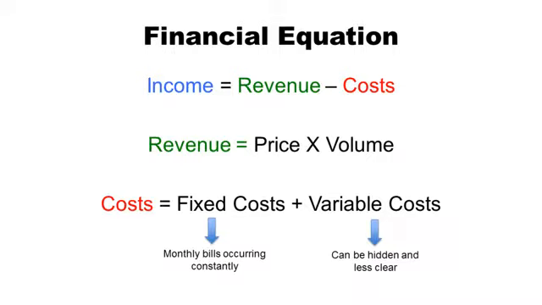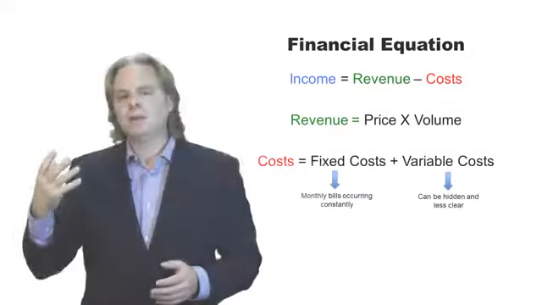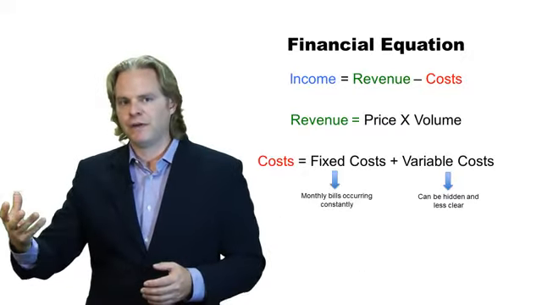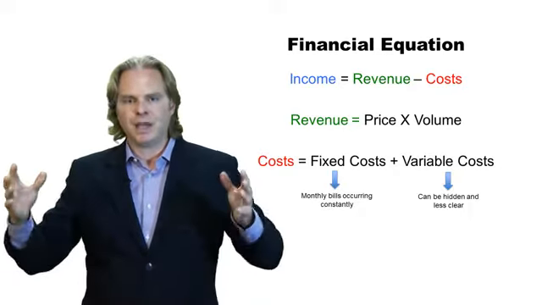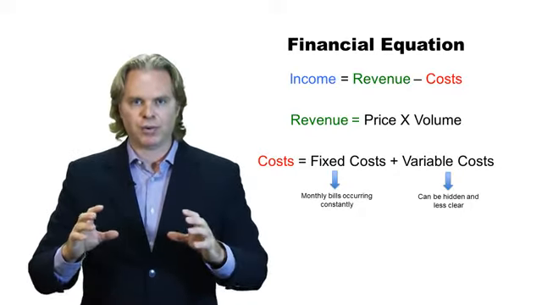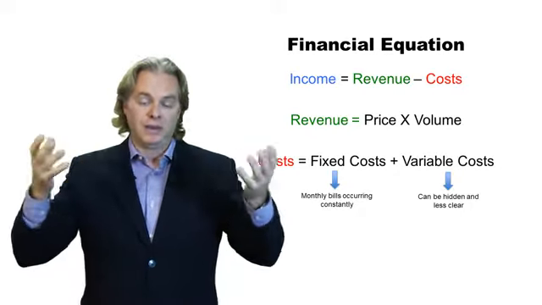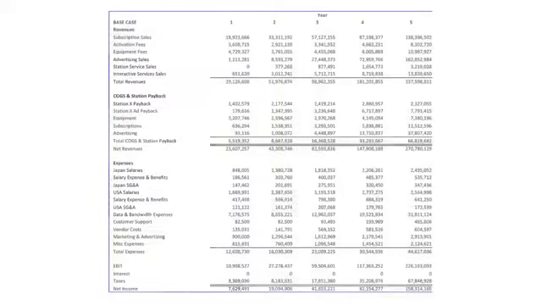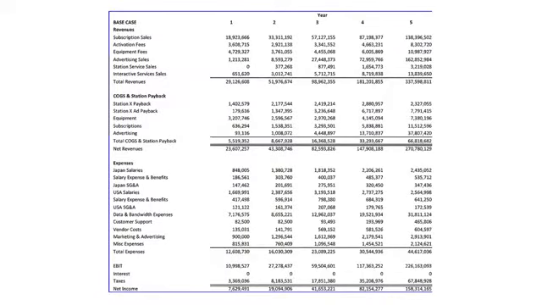Variable costs can often be hidden and less clear. And that, to me, is one of the benefits of a business plan: in the business planning process, you start to become aware of, oh wait a second, I'm going to have this cost that I wasn't thinking of before. So understand your fixed costs, understand your variable costs. Get those together in the cost portion, or the expenses portion, of your income statement and of your cash flow statement.